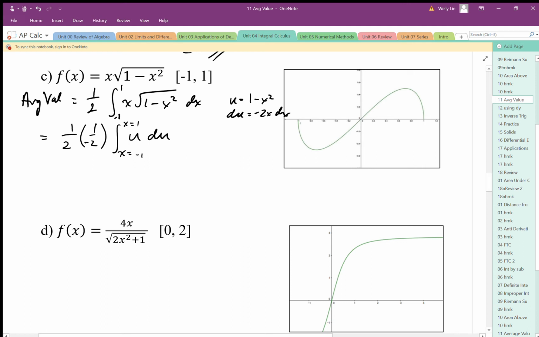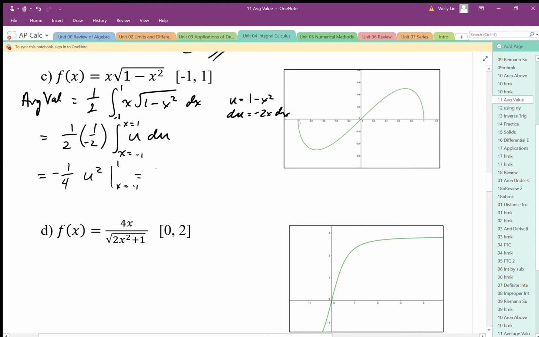Okay, so I've substituted for u. The du takes care of that x dx, and I have to make sure I have that extra divide by 2 to account for that coefficient there. So anti-differentiating this and working out the area underneath that curve, I get u squared from x equals -1 to 1.